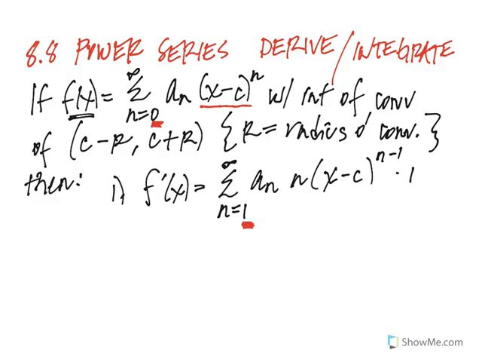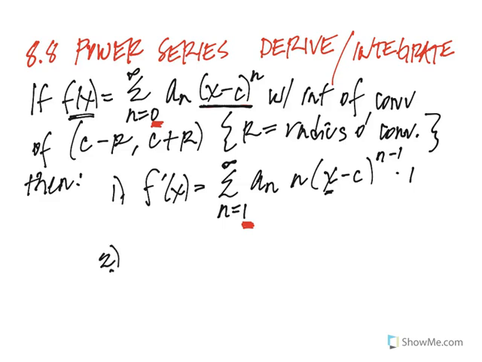Technically, if I'm using the chain rule, I have to multiply this by 1, which is the derivative of the x inside of here. So it's fairly easy to do. Again, you take the portion that has an x in it, take the n down to the front, and then take 1 away from the power.